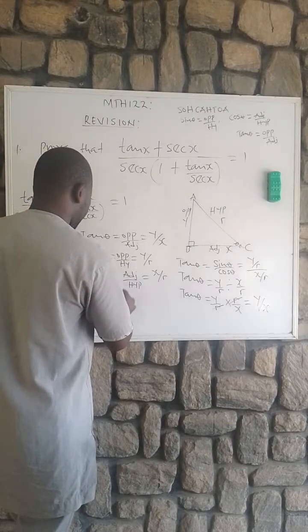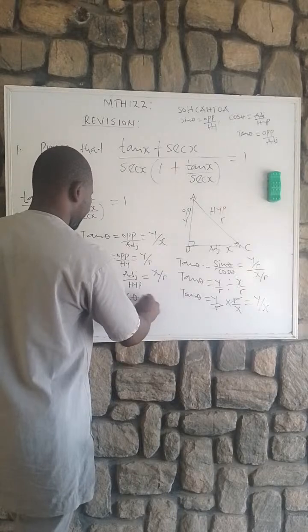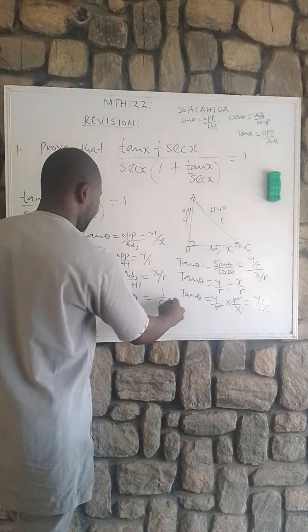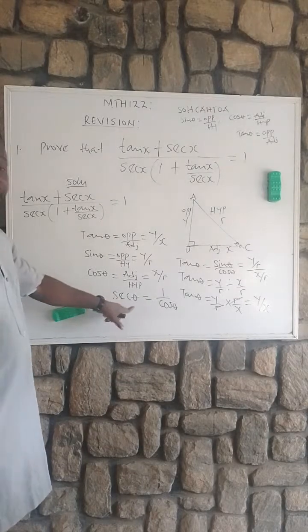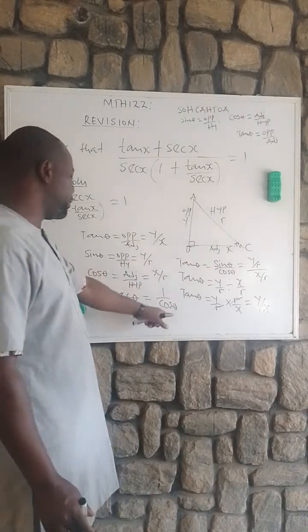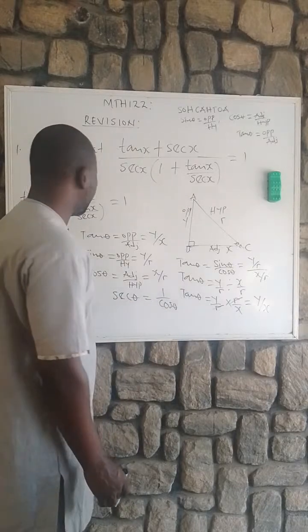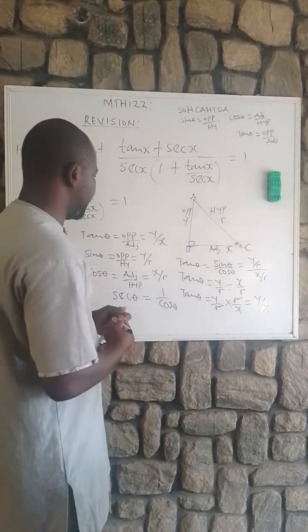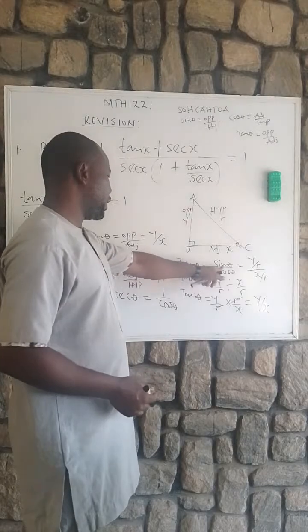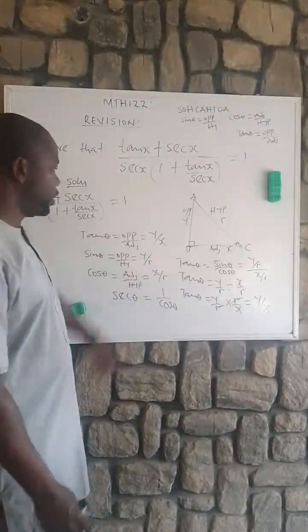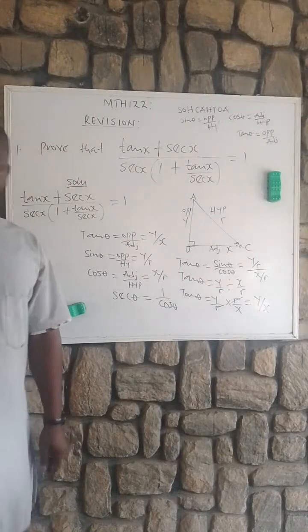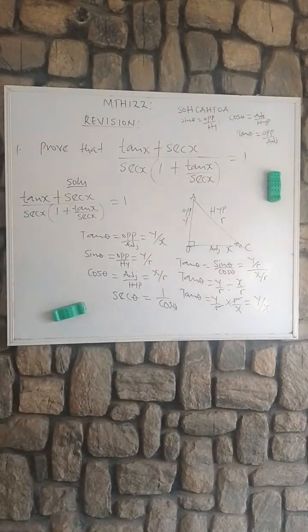Then we know very well that sec theta is equals to 1 all over cos theta. True or false? So take note. In place of sec theta, we'll be writing 1 all over cos theta. Then in place of tan theta, we are going to write sin theta all over cos theta. So that we are going to prove all this. Are you following? Do you understand?